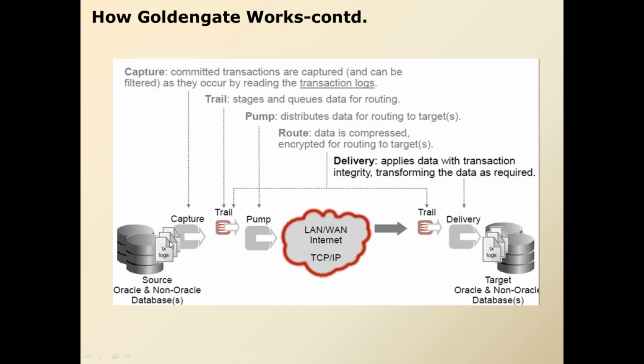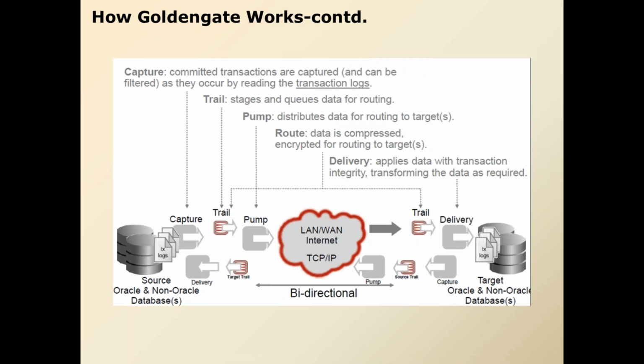Also, if you see, each process over here has a source to read from and a target to write to. So capture process source is transaction logs of the database. Target is local trail. Pump process source is local trail. Target is remote trail. Delivery process source is remote trail and target is target database.